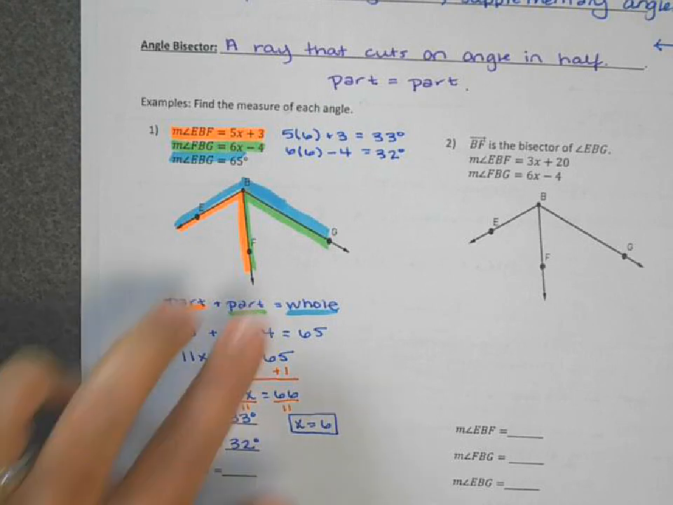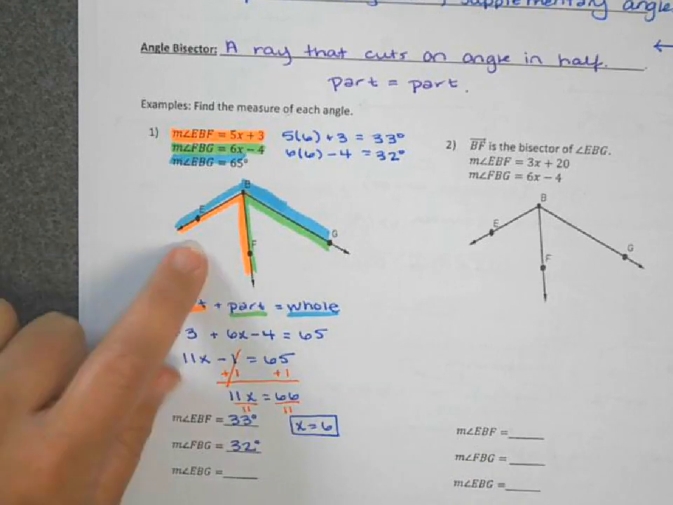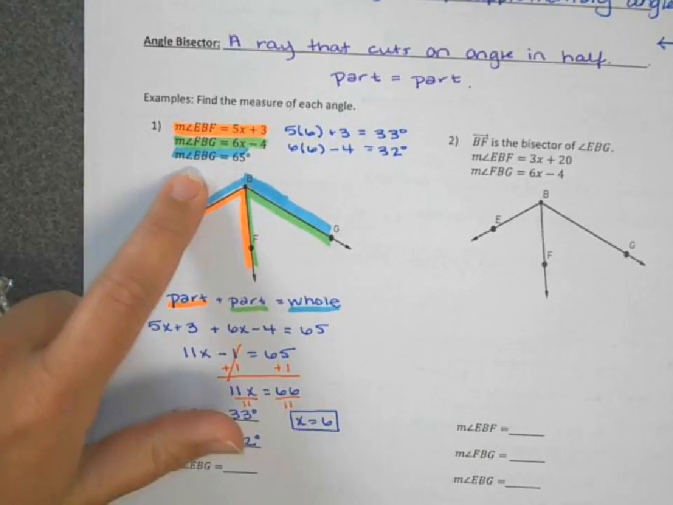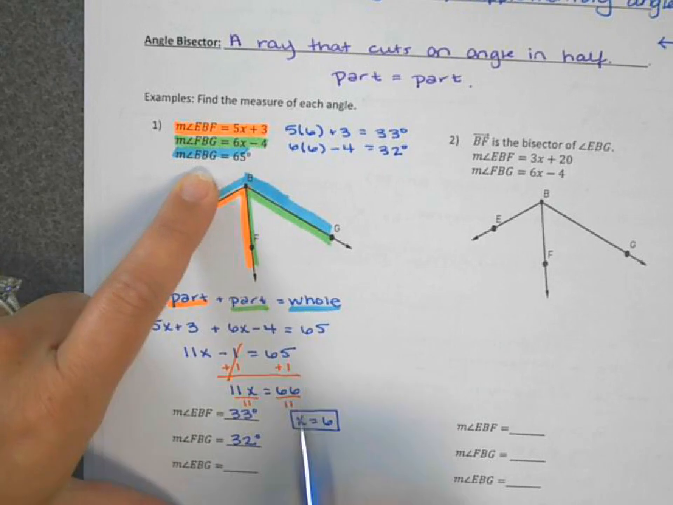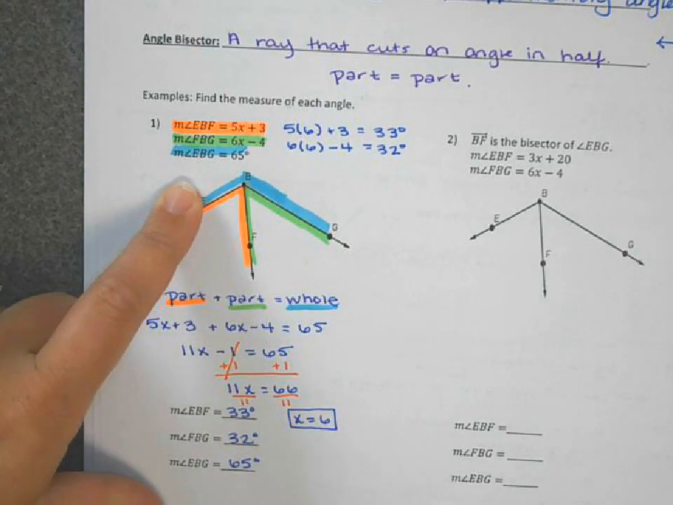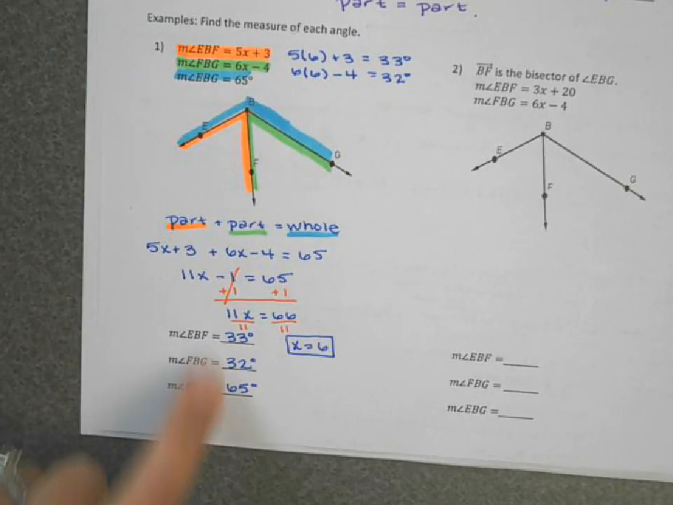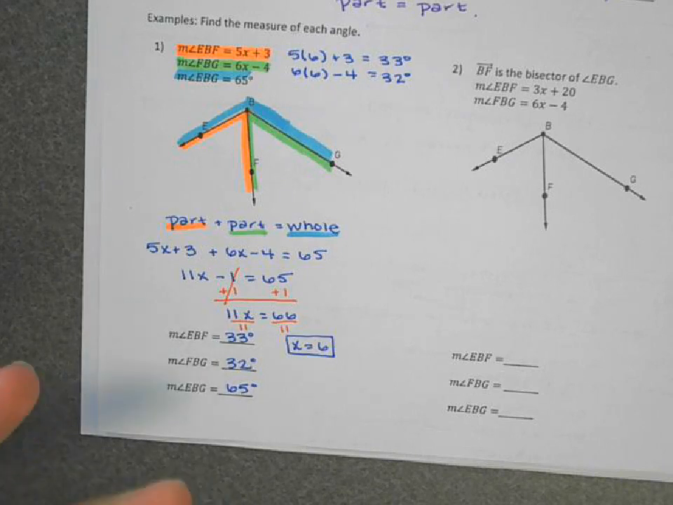They don't necessarily have to be the same, but what has to happen about them? They have to add up to the whole angle, which they told me that the measure of angle EBG, which is the whole thing, they already told me that that was 65 degrees. Does 33 and 32 add to 65 degrees? Then that's my important part, okay?